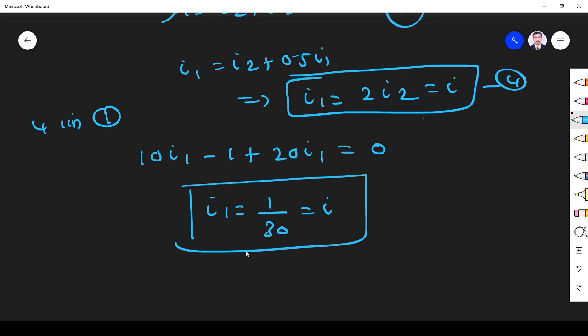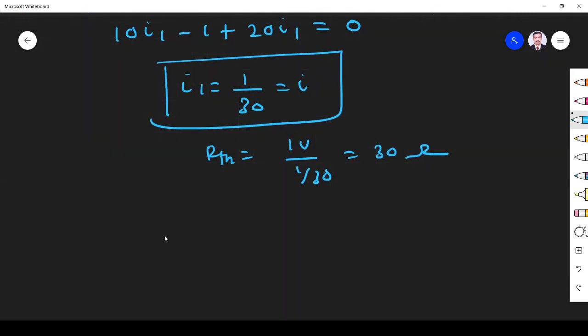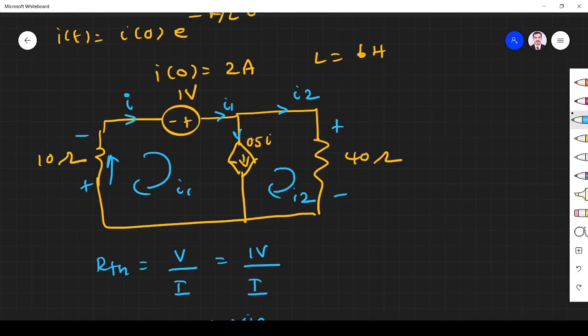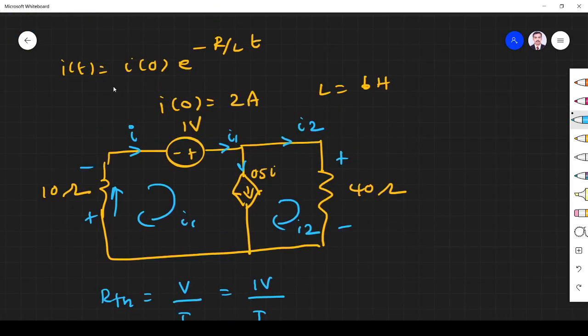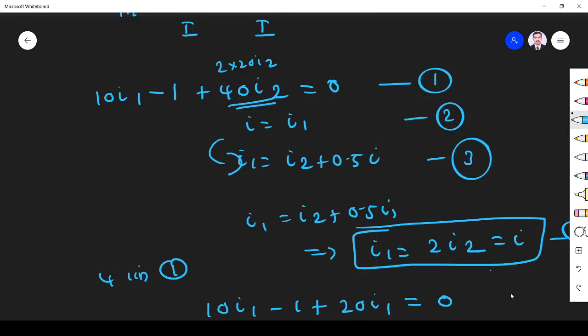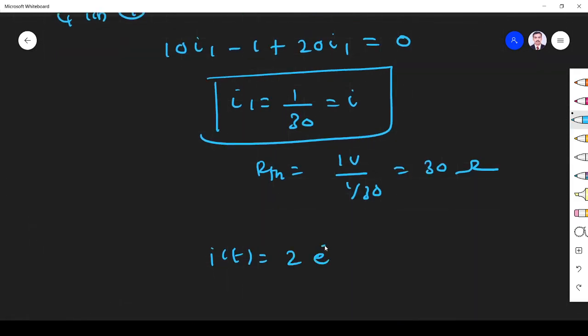So what is R Thevenin? R Thevenin is equal to, as I told, V by I, 1 volt by I. I is 1 by 30, so it is 30 ohm. R Thevenin we got. Now everything is very simple. So what is I of t? From the formula we know I of t is equal to I0 e power minus R by L t. I0 is 2 ampere, R is 30, L is 6, so I of t is 2 e power minus 5t ampere.